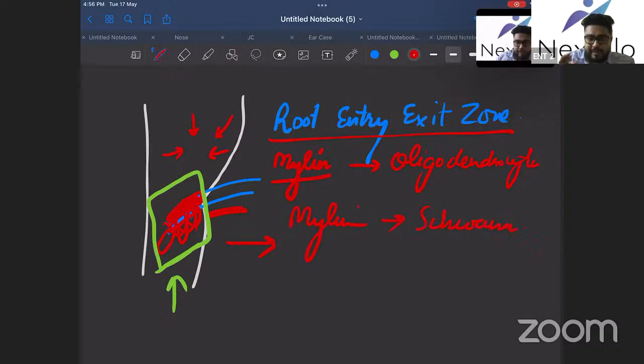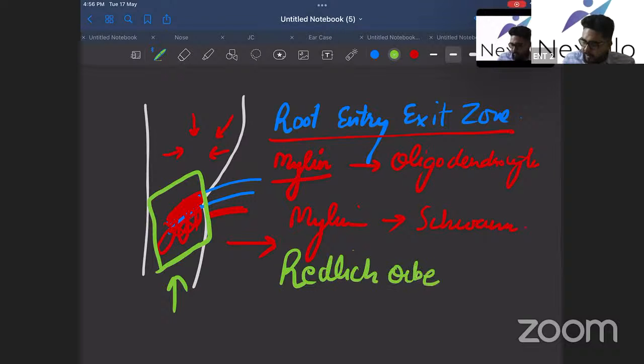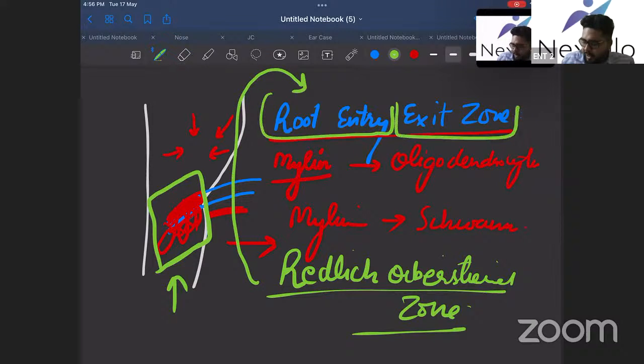So the zone where there is the transition of myelin of the central nervous system to myelin of the peripheral nervous system, the exact name they give to it is the Redlich-Obersteiner zone, which can be seen at the root entry or root exit zone, also known as the REZ, root entry exit zone.